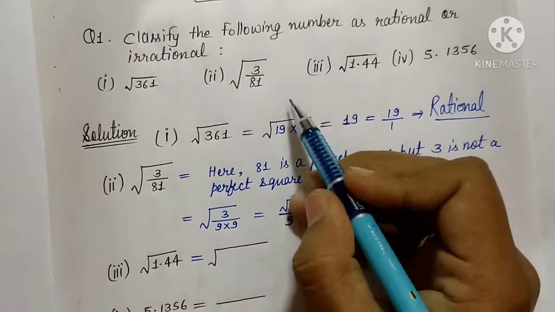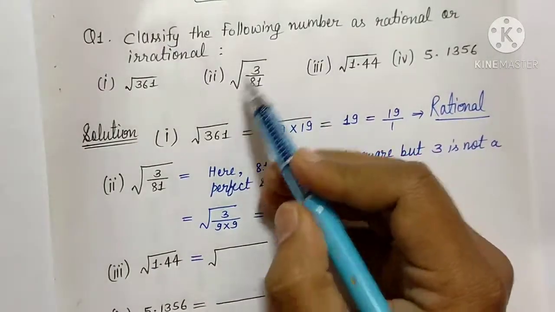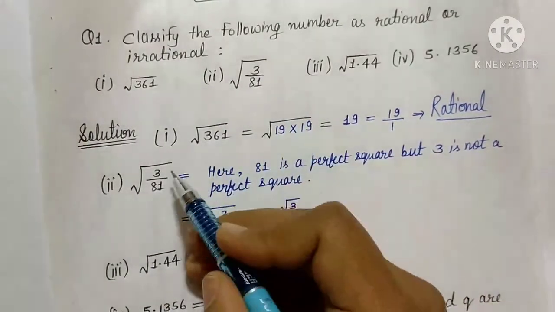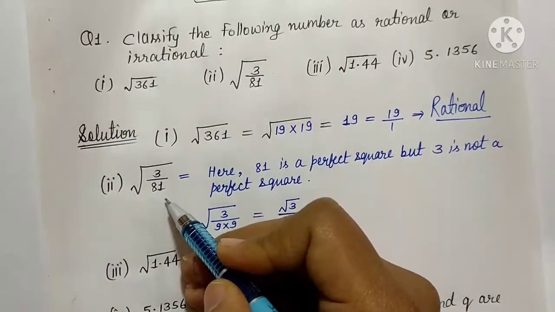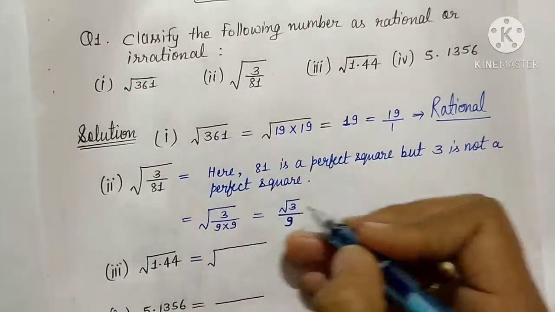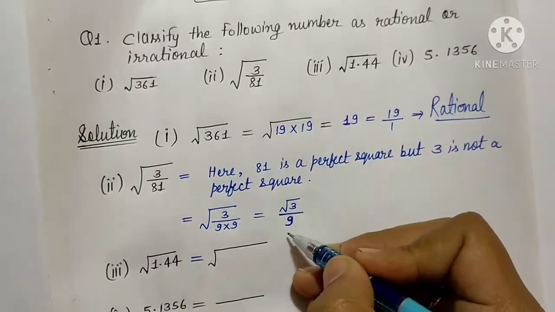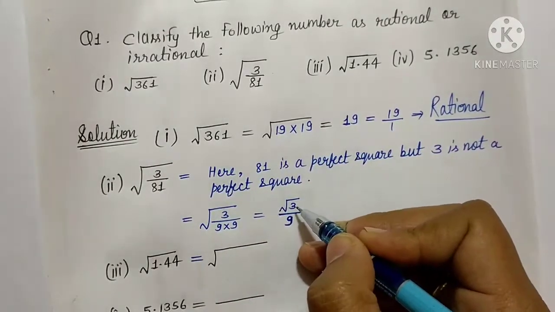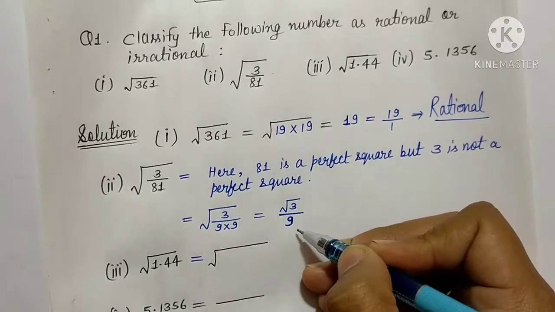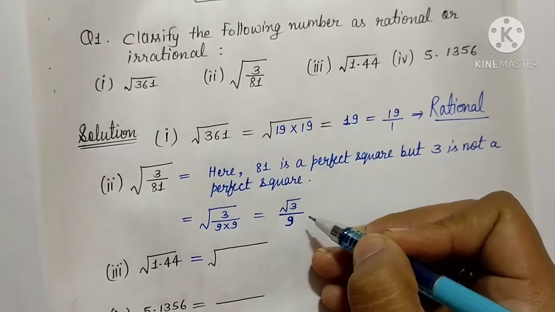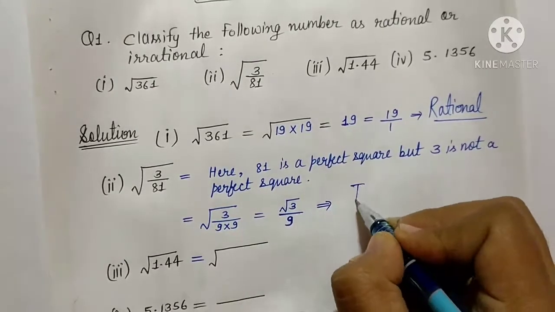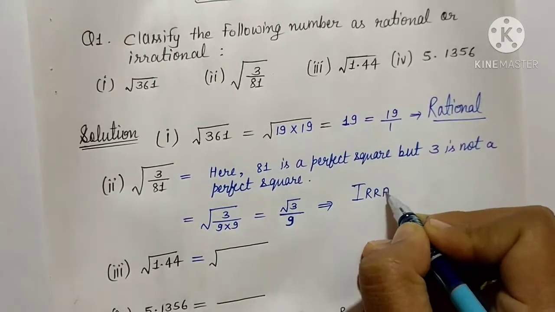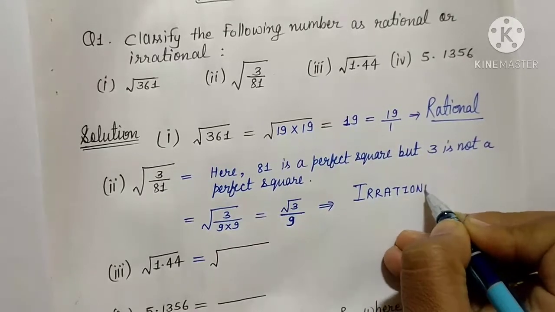Second, 3 upon root 3 upon 81. Now here 3 is not a perfect square, but 81 is a perfect square, so we can write it as 3 root 3 upon 9, but still it remains what? Root 3 becomes irrational and 9 becomes rational, and we know that the division of a rational and irrational number results in an irrational number only. So it is an irrational number.